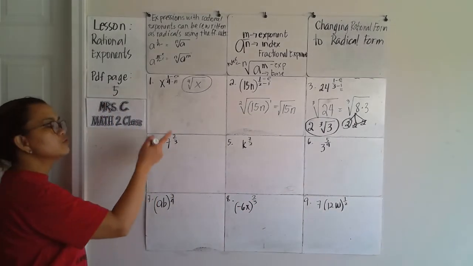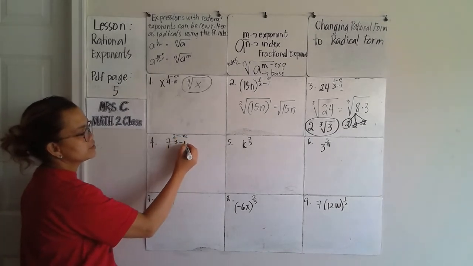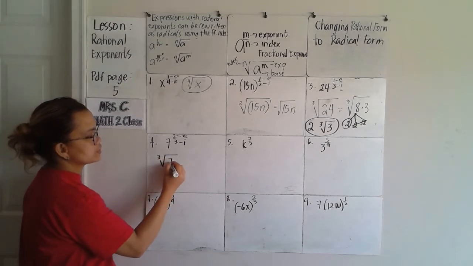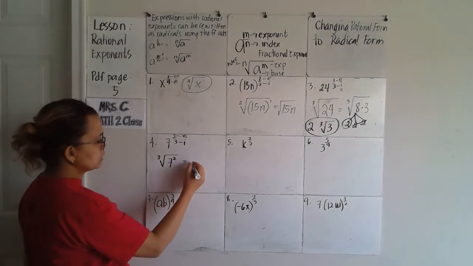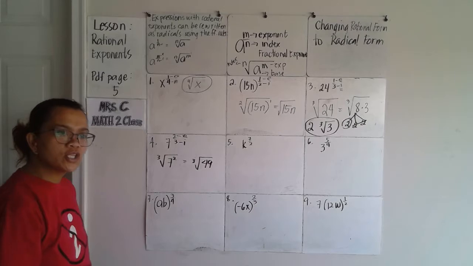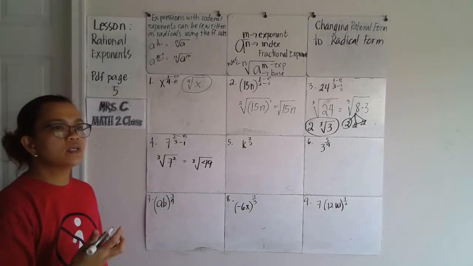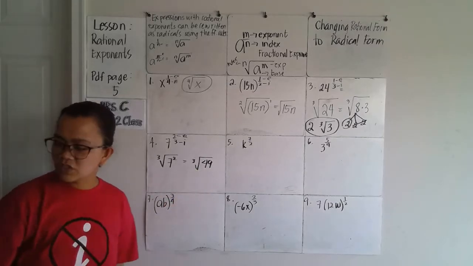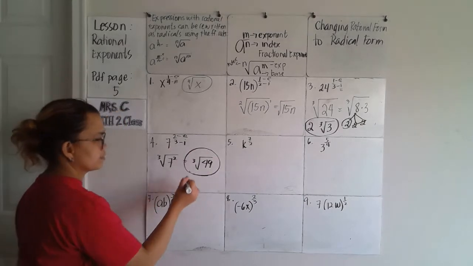7 raised to 2/3. This is your exponent, this is your index. So cube root of 7 squared. What is 7 squared? So cube root of 49. Is 49 a perfect cube? 7 times 7, no. 3 times 3 is 9, 9 times 3 is 27. Is 49 divisible by 27? I don't think so. Alright, so let's leave it like that.